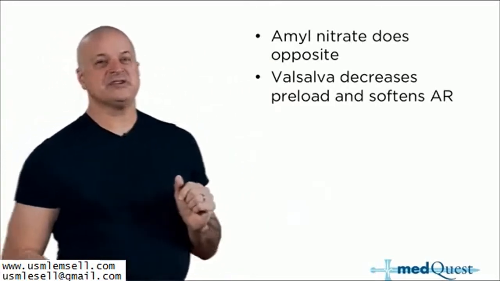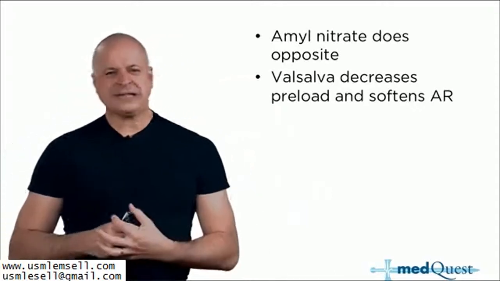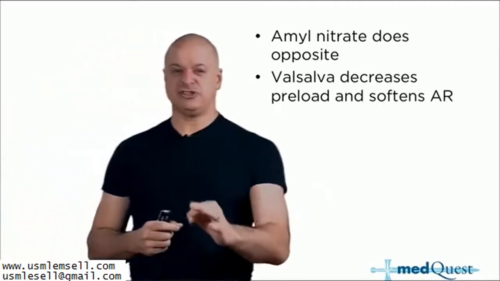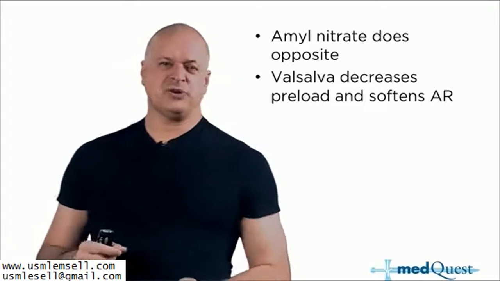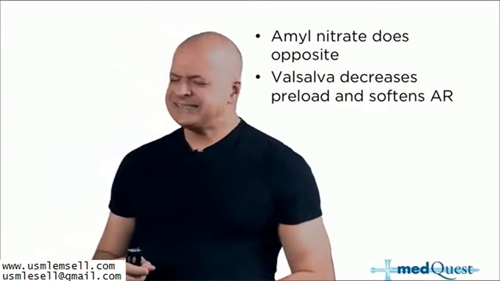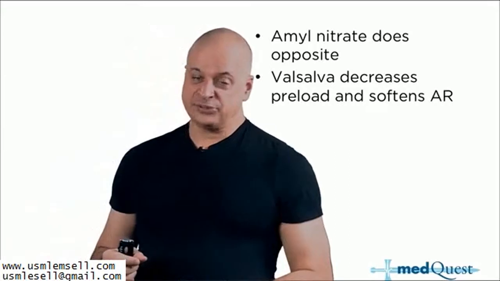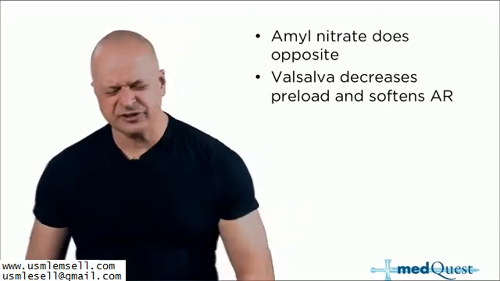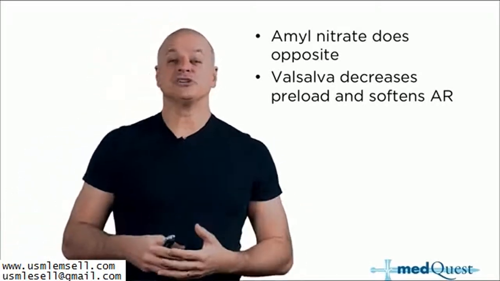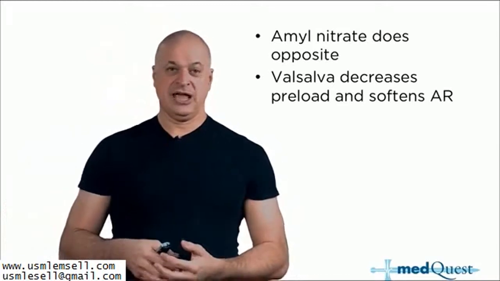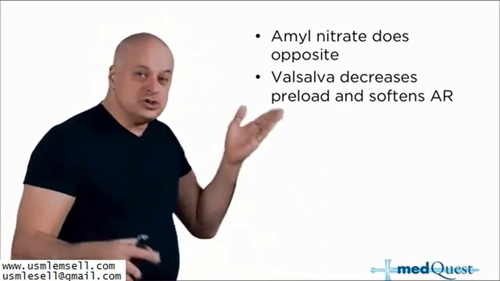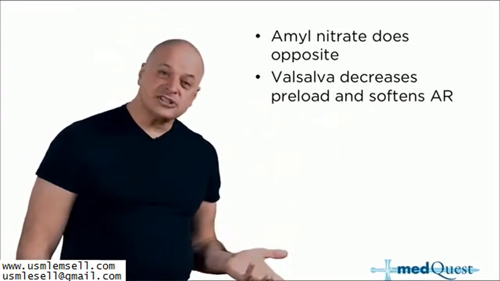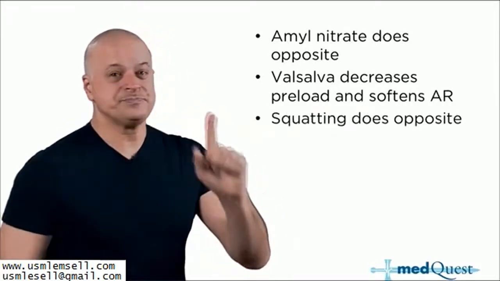And Valsalva decreases venous return. Now, knowing the mechanisms of these auscultatory maneuvers is considered indispensable for all three steps of USMLE and COMLEX, because even though we almost never do it clinically, it means you understand the murmurs. And that's what Step 1 is about. Do you understand the mechanism of the murmurs? Even if you don't actually do it, do you know how to do it?